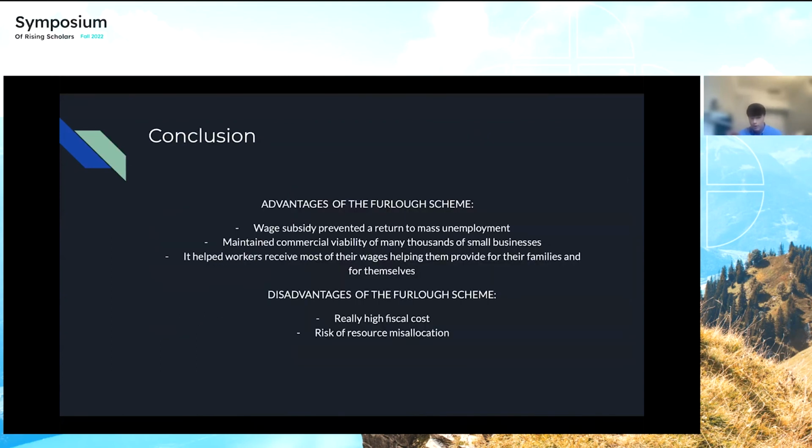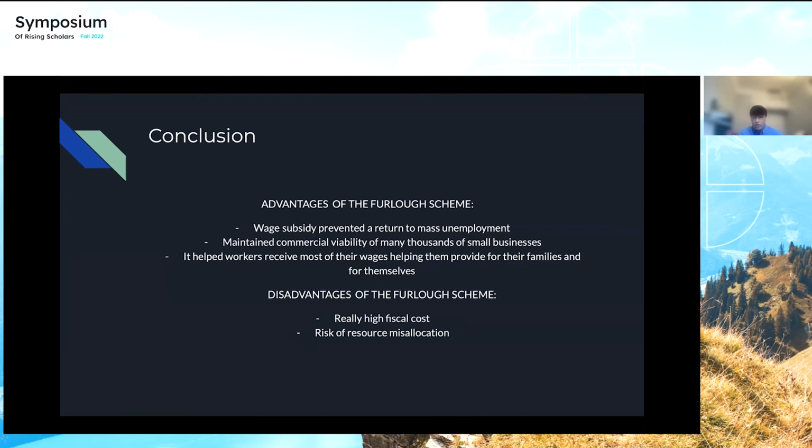Now that we have a clear understanding of the two sectors examined, it's necessary to zoom out and understand some advantages and disadvantages of the furlough scheme. As many of us can clearly understand, one main advantage of the furlough scheme was that it prevented a return to mass unemployment. The jobless rate actually increased to 6%. However, imagine what would have happened if this scheme wasn't enacted by the UK government. This jobless rate would have been much, much higher.